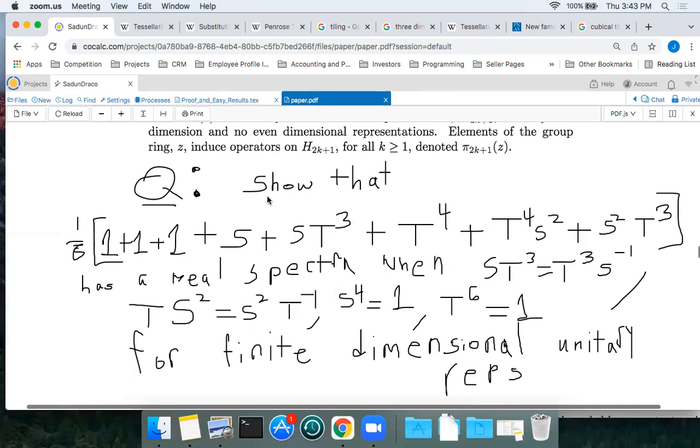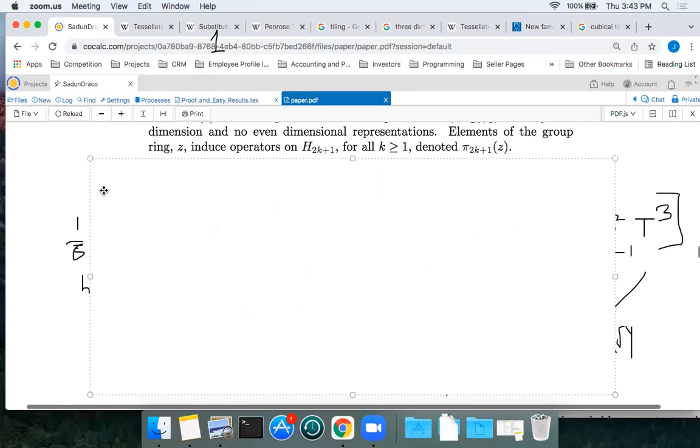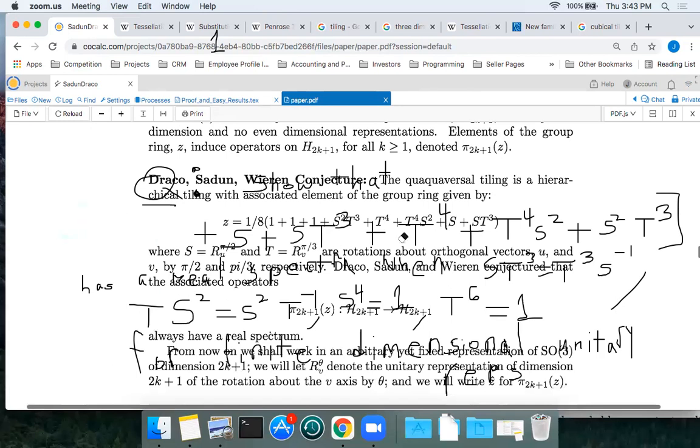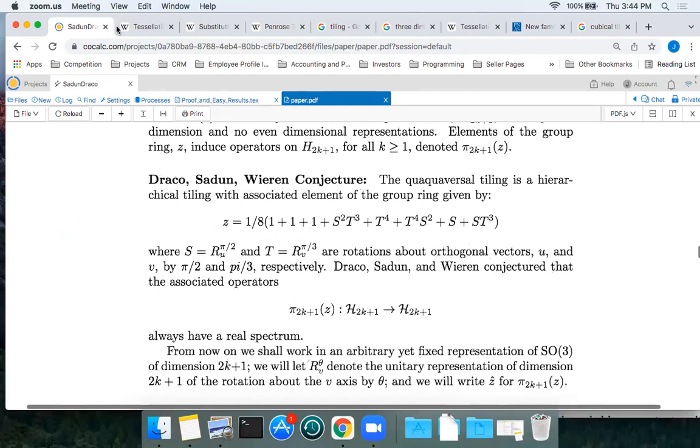Okay, so now we're going to show that this is a real spectrum. Let's clean this up a little bit. We don't need these ones. They are garbage. They don't do anything. The ones don't do anything, and the 8 doesn't do anything. So now we just need to look at these elements. It's still going to be real even with that.